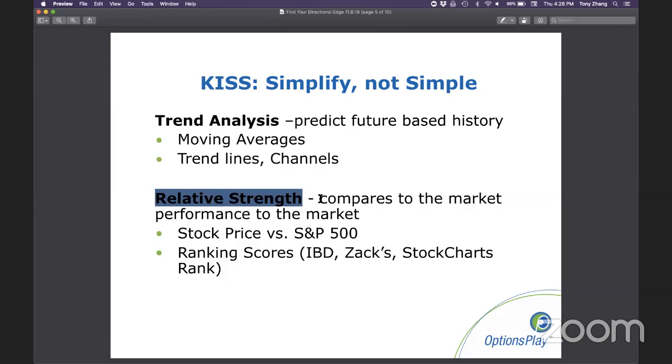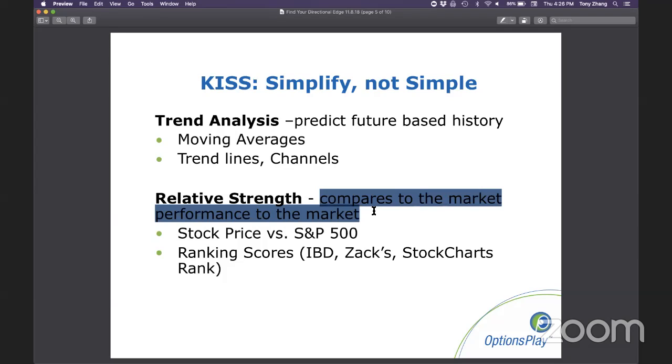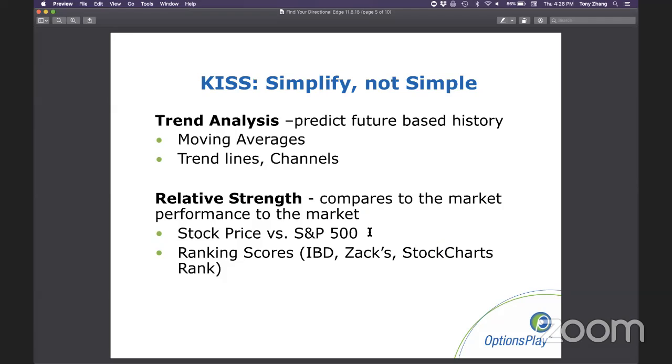Relative strength is the second thing that we want to look at. This is where we compare the performance of the stock to the performance of the market. Sorry, there's a typo here on the spreadsheet, but on this slide. But what we're trying to do is compare the performance of the stock to the performance of the market. And the easiest way to do this is simply take the price of the stock and compare it to a major index like the S&P 500. That's a simple way of measuring relative strength.